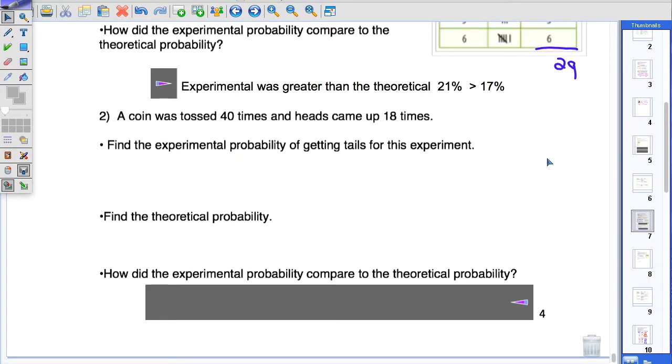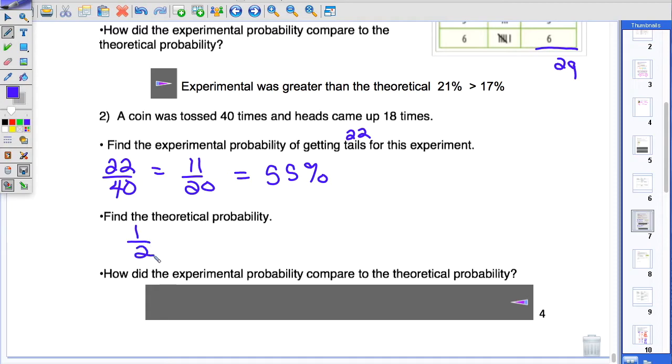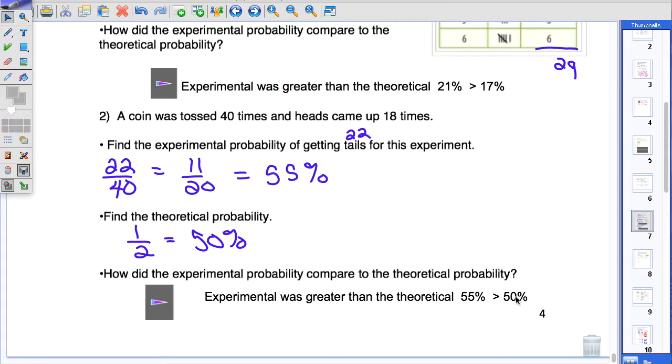A coin was tossed 40 times and heads came up 18 times. Find the experimental probability of getting tails. So if heads came up 18 times out of 40, that means that tails came up 22 times. So we take 22 out of the 40 to give us 11/20ths, which is equal to 55%. The theoretical is 1 out of 2, because you could get heads or tails, which is equal to 50%. So how did the experimental probability compare to theoretical probability? Experimental was greater than theoretical, because 55% is greater than 50%.